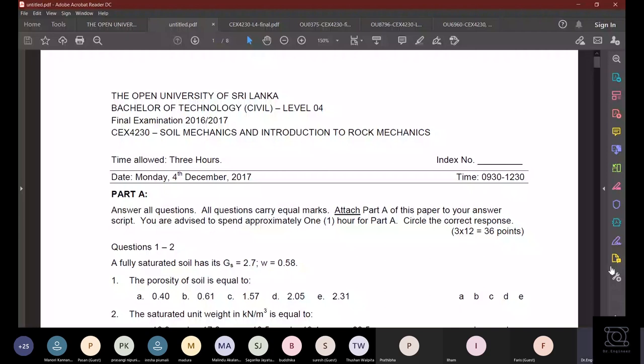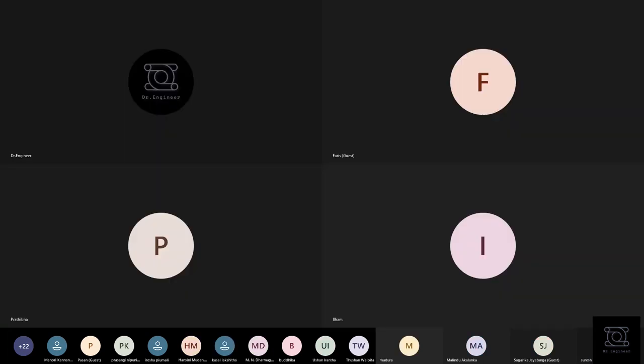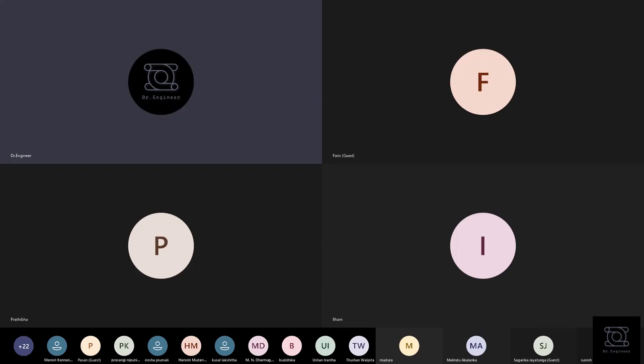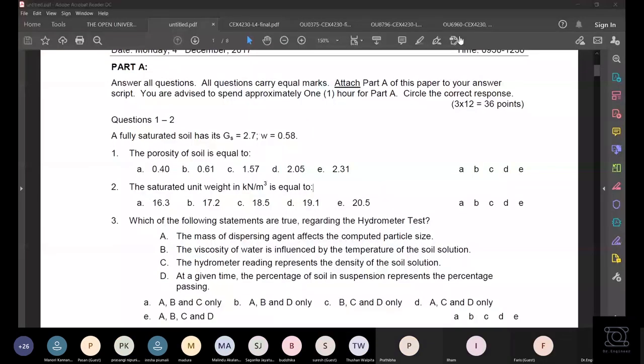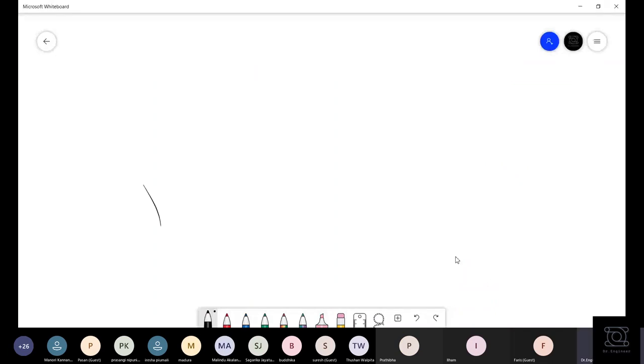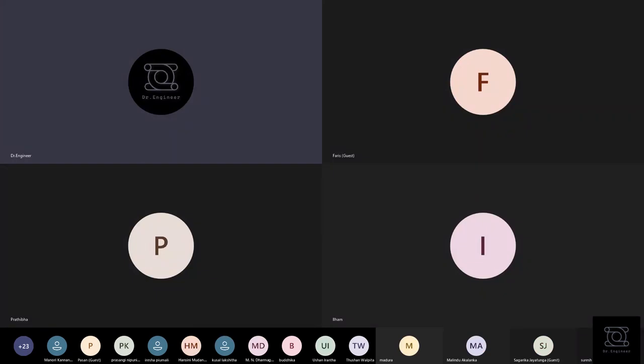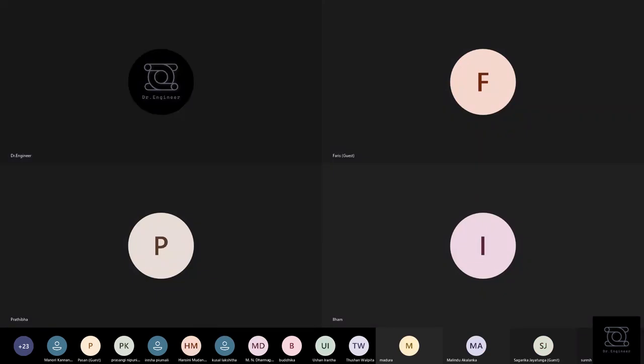So to find the porosity, if we know the simple relationship, that is e equals w Gs by S, right? So this is a simple relationship.